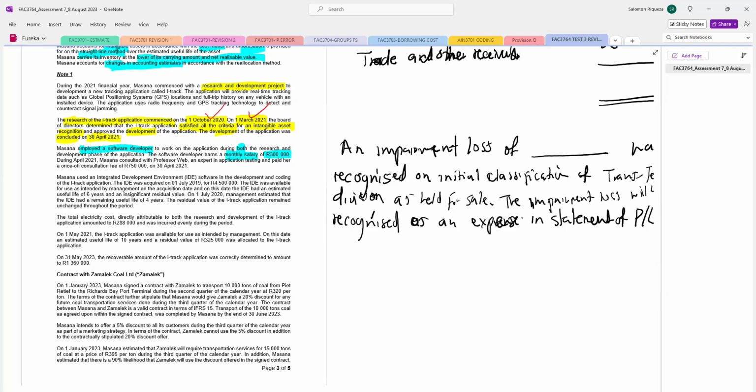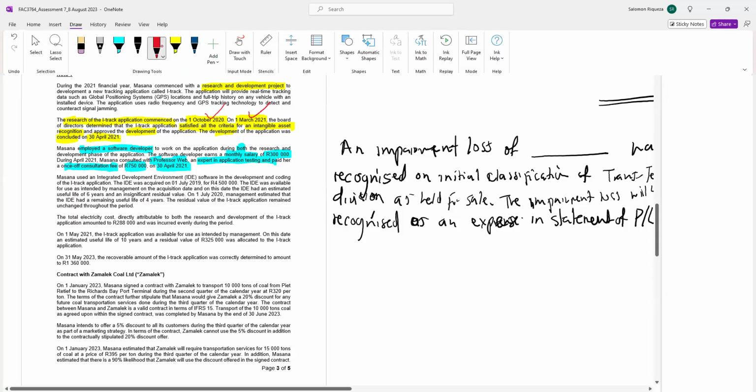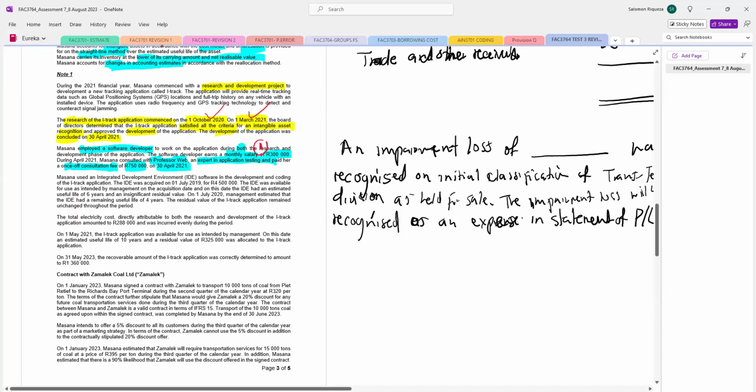Okay, let me continue. During April 2021, Masana consulted with Professor Webb, an expert in application testing, and paid her a once-off consultation fee of $750 on 30 April 2021. Right, that is expense. So we need to be putting numbers to our expenses, right? Expense number 1 is this one. Expense number 2 is this one.